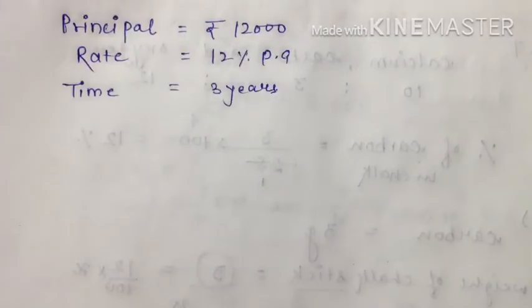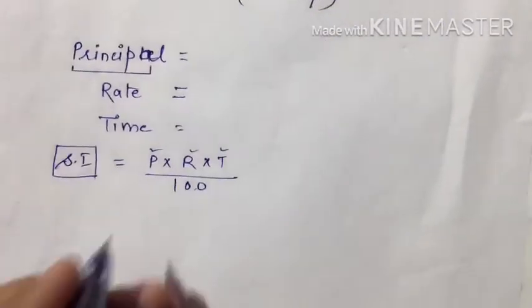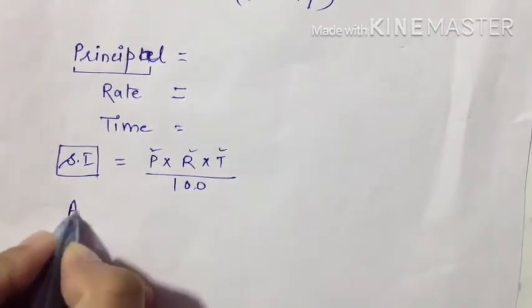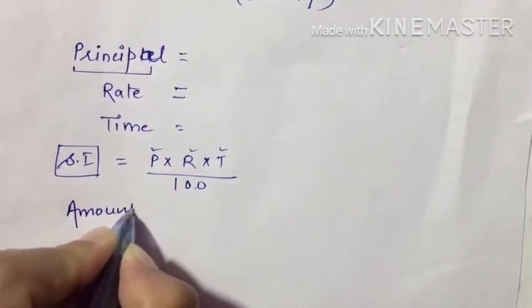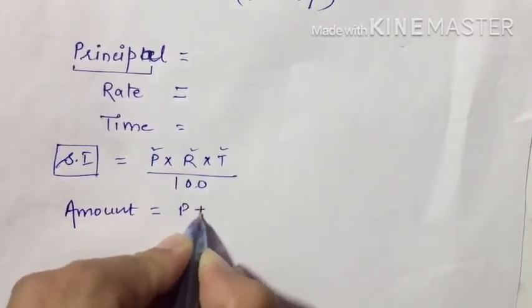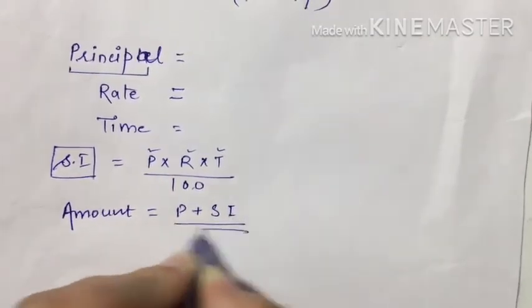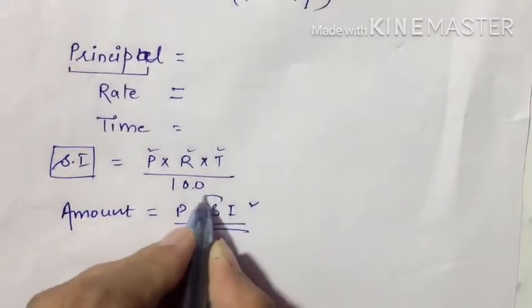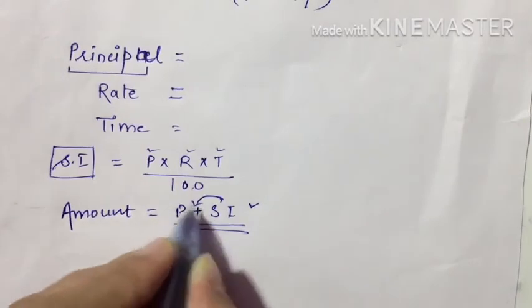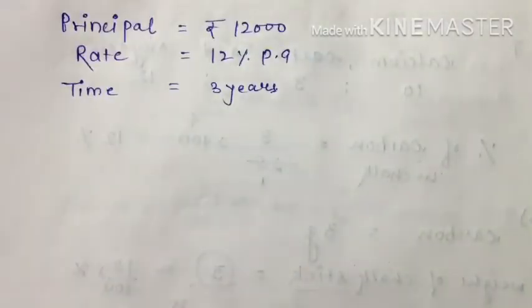What I have to find out? I have to find the amount to be paid. And see student, if you know what is the SI and you want to know the amount, for finding the amount you will add principal and simple interest. First you will find simple interest, then you can add that simple interest into your principal. The same we are going to do.